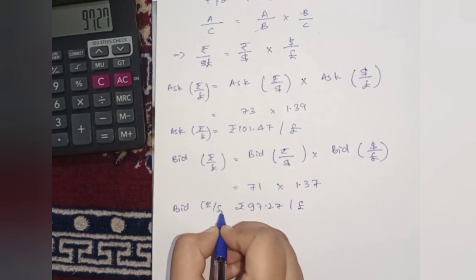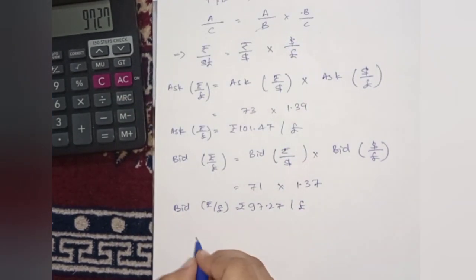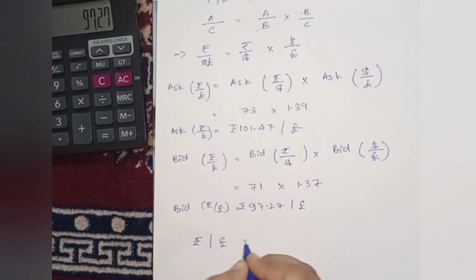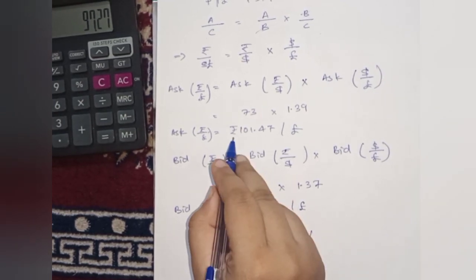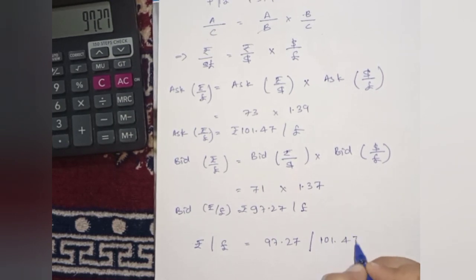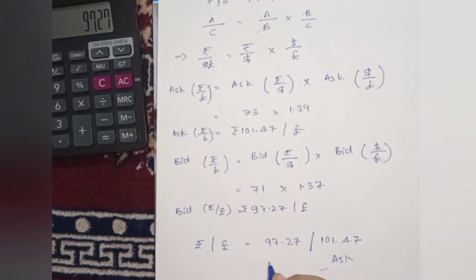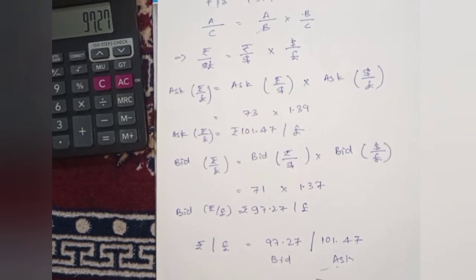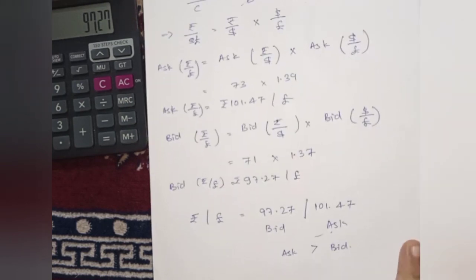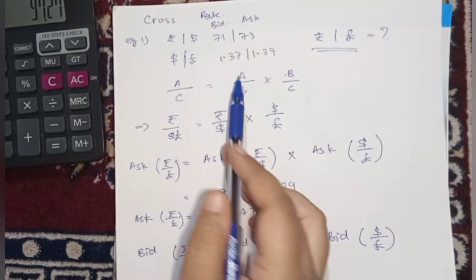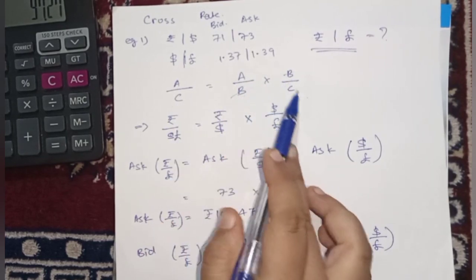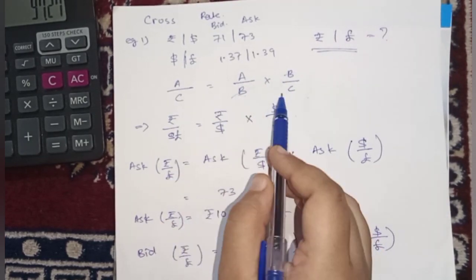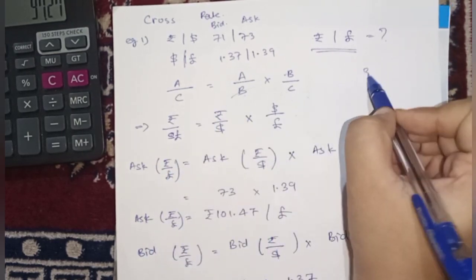So when you frame the exchange rate as rupee per pound, you will write the bid rate first, that is 97.27, slash the ask rate, that is 101.47. You know the ask rate is always greater than the bid rate. So this was the pattern you have to follow. This was the formula: A upon C is equal to A upon B into B upon C. You have to follow this when you are given three currencies.